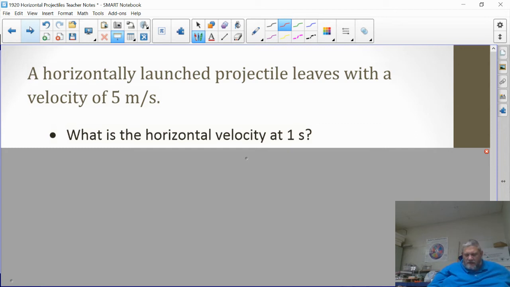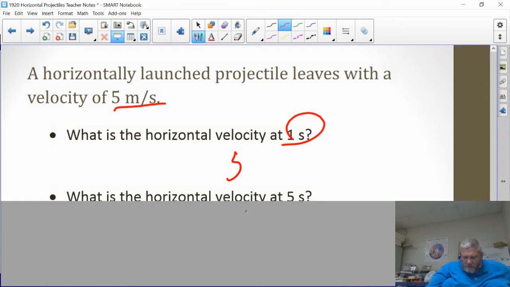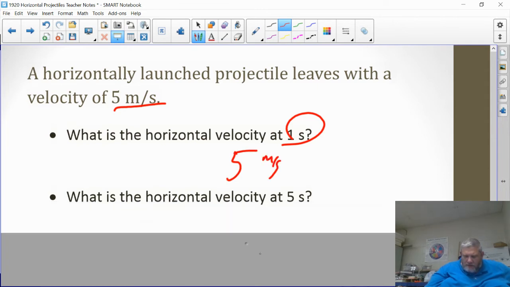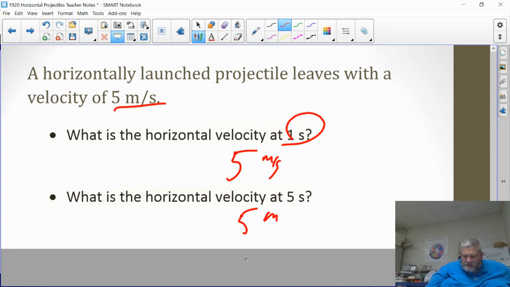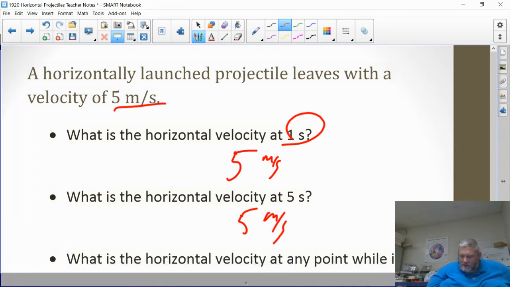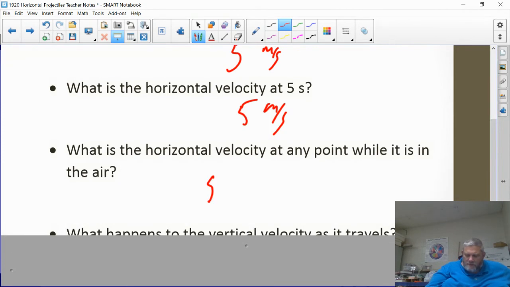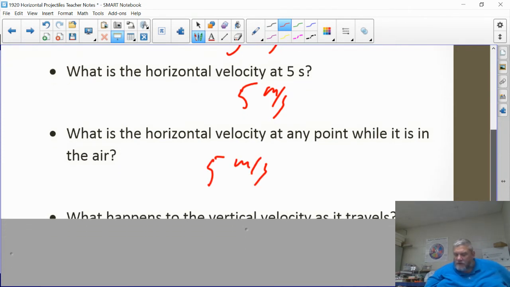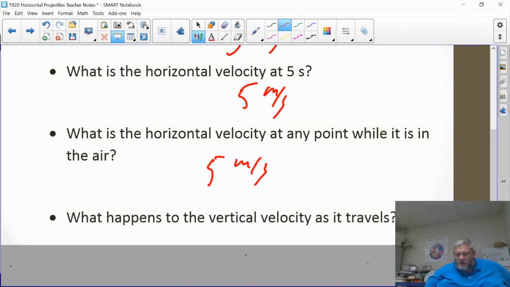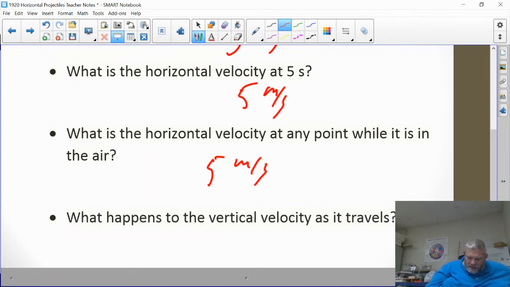A horizontally launched projectile leaves with a velocity of 5 meters per second. Right? What happens to that horizontal velocity after 1 second has passed? Nothing. It's still 5 meters per second. How about after 5 seconds have passed? It's still 5 meters per second. What's the horizontal velocity at any point while it's in the air? It's 5 meters per second. It never, ever changes. What happens to the vertical velocity as it travels? It goes faster and faster and faster because gravity's pulling down on it.